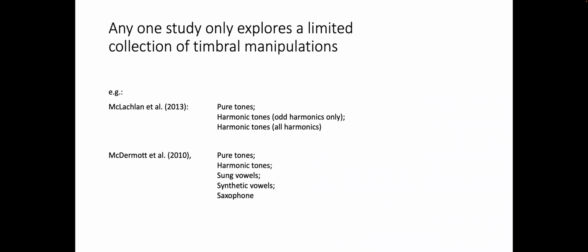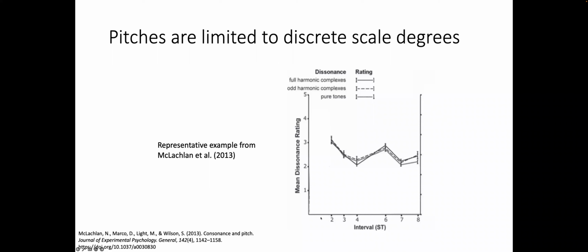Yes, quick question, Peter. What is a discrete scale degree? So on the x-axis here, we've got the interval between a pair of tones. This interval is just another word for the idea of frequency ratio. So for example, an interval of 7 semitones is a frequency ratio of 3:2.